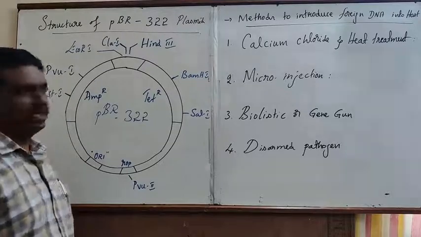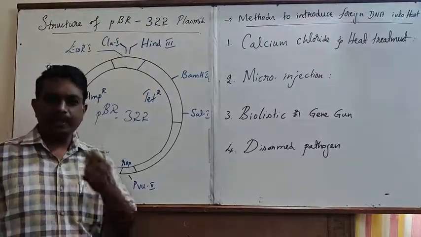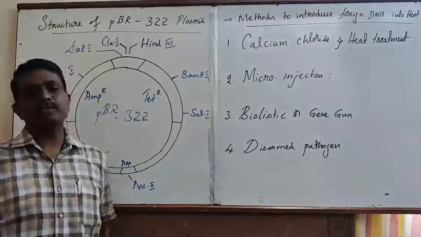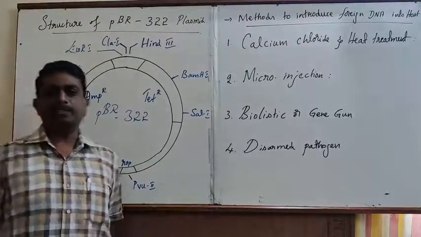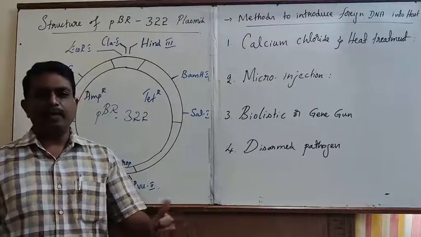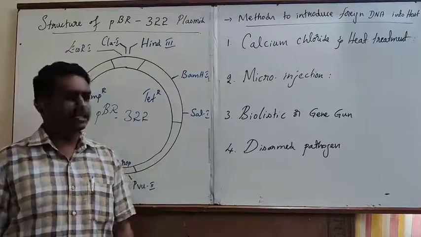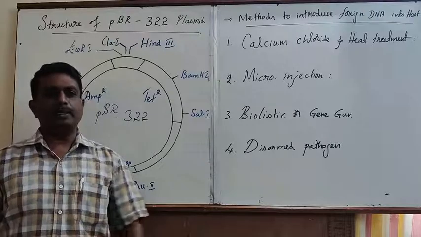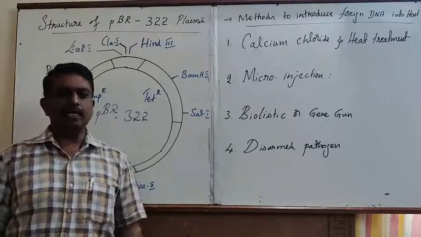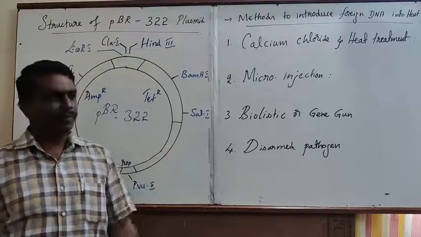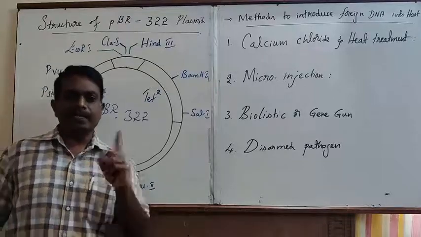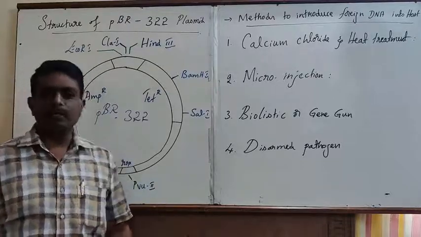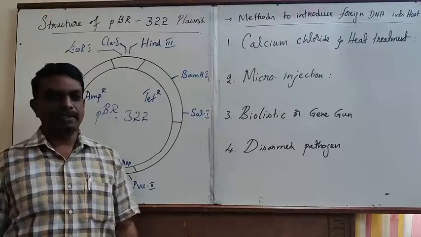Today's topic is with reference to plasmids. The term plasmid was discovered by William Hayes and Joshua Lederberg in the year 1952. In the case of prokaryotic bacteria, they discovered the first plasmid.